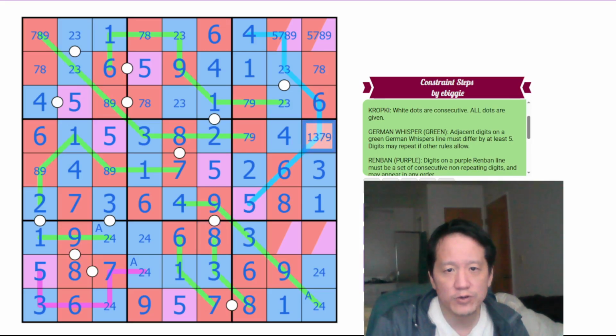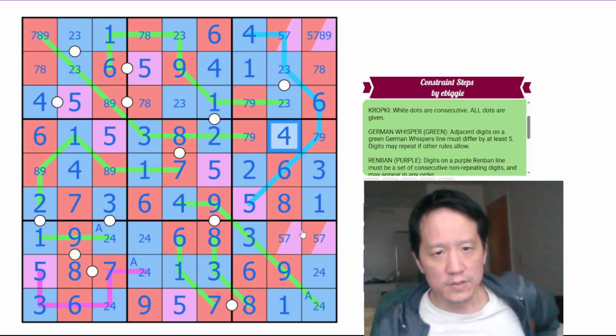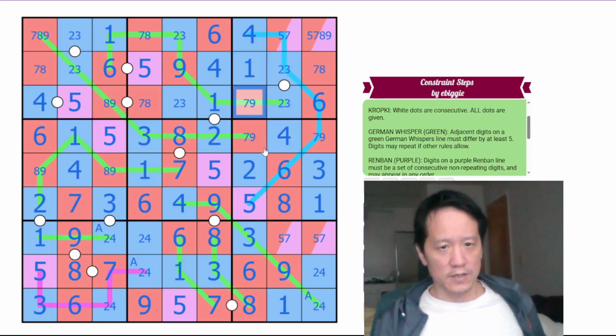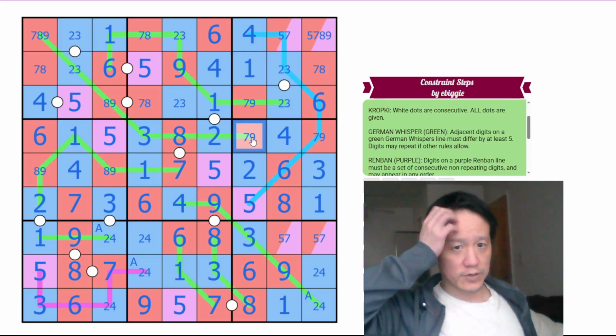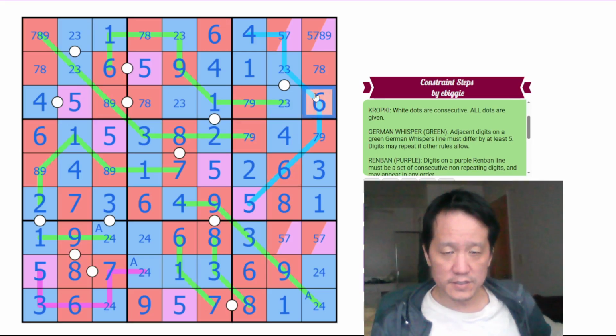This is 6. This is 8. This cannot be 1 or 3. This is 5 or 7 here. This can't be 8 or 9, so this is 5 or 7. 7 or 9, 7 or 9. This 6 is the same.